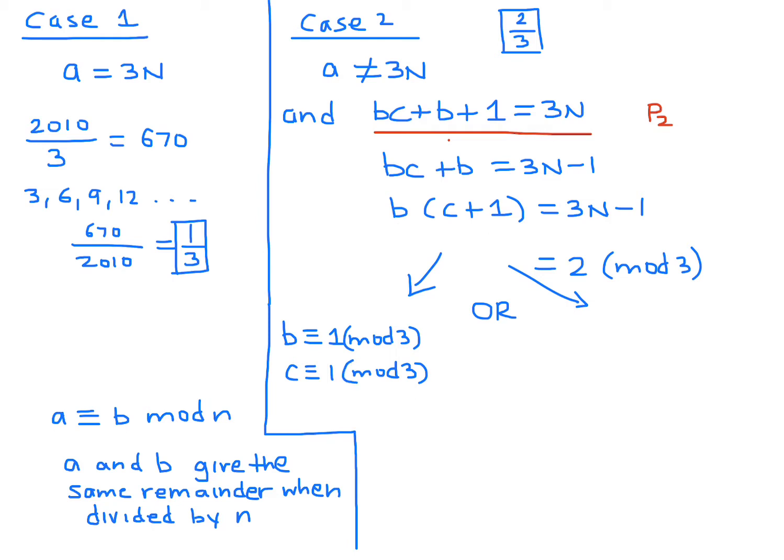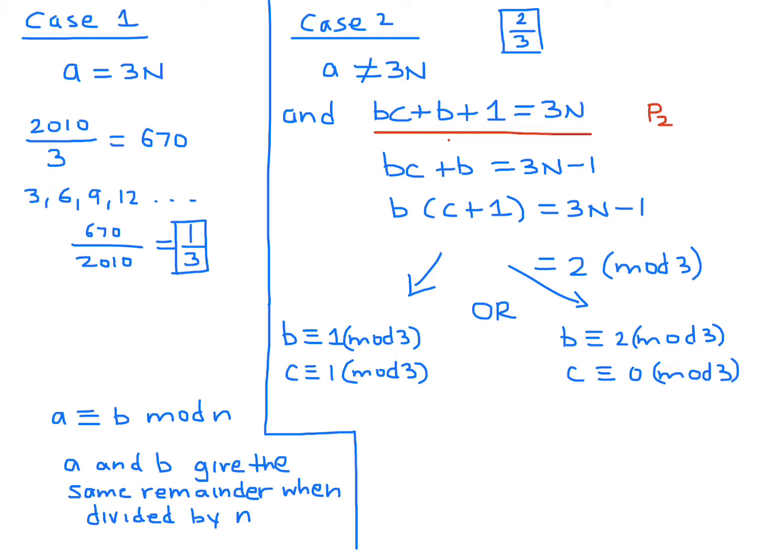The other one is if you have B being equivalent to 2 mod 3 and C being equivalent to 0 mod 3. If that is the case, this becomes 2, this becomes 0 plus 1, and you have 2 times 1, which is indeed 2. So that is how we have to do this.